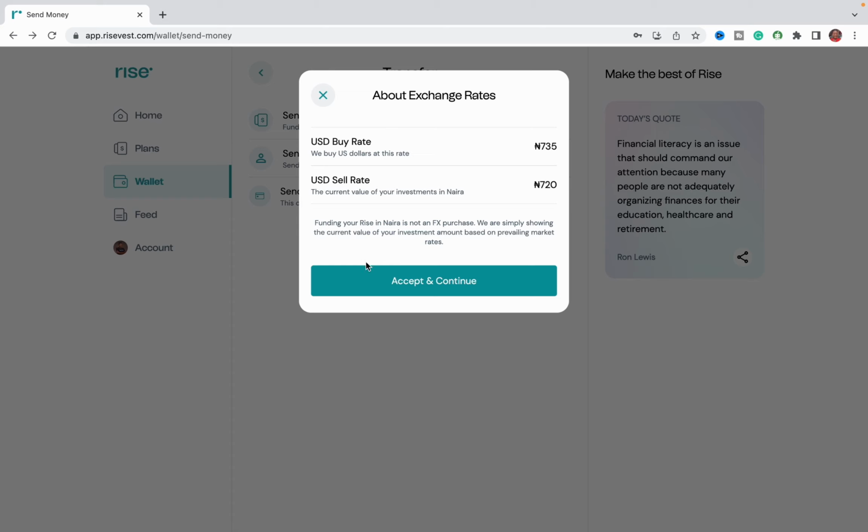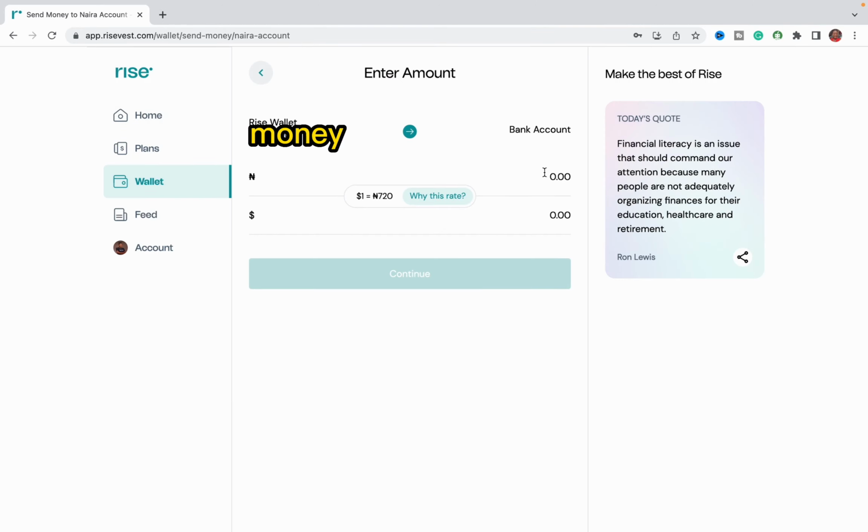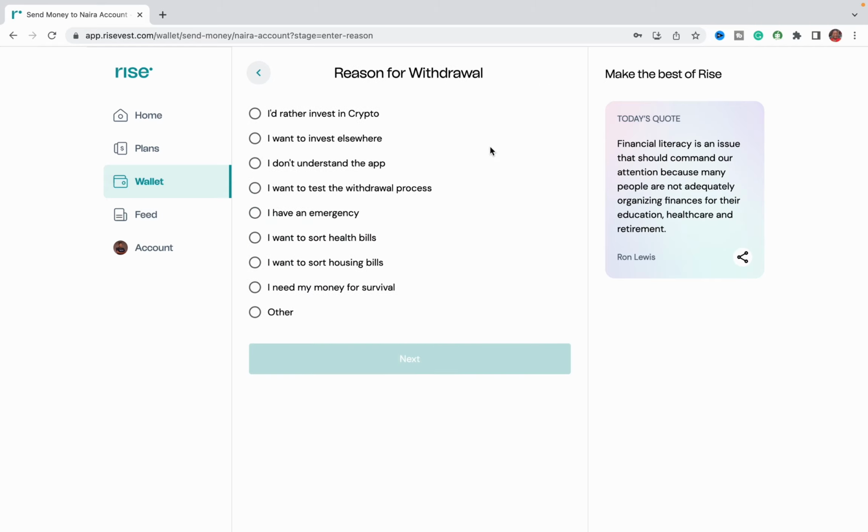So it's usually advisable that whatever money you are putting in your dollar-denominated account is not money that you need immediately. It is money you plan to actually invest, so that by the time your money has given you interest, it will cover whatever difference there could be whenever you want to sell. Say I want to withdraw $10. It means I'm withdrawing 7,200.